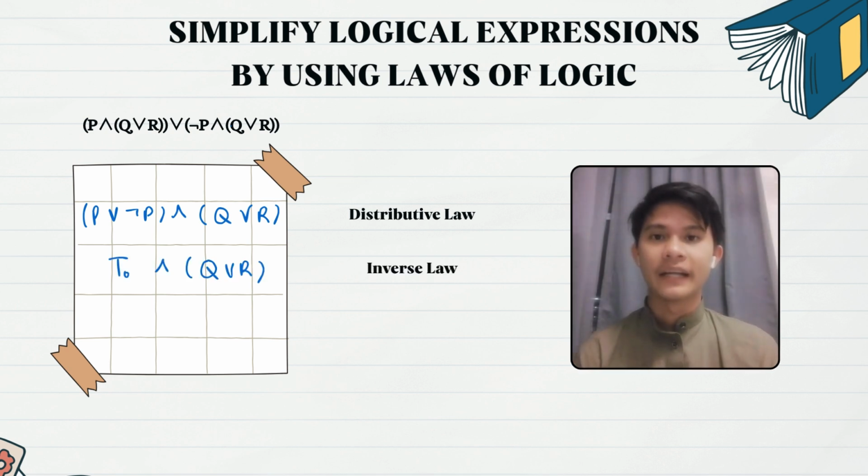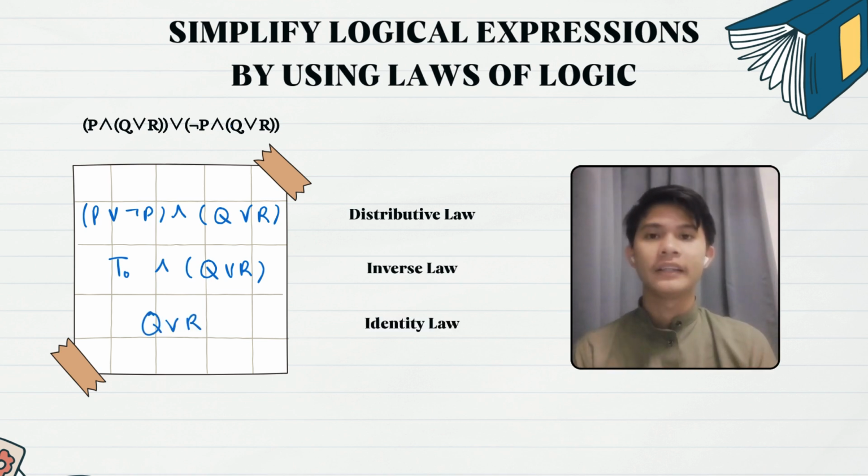Step 2. Apply the inverse law. Now, look at the expression P or not P. This is always true because P or not P covers all possibilities. So, P or not P is equal to T. T is a tautology, which is always true. This step uses the inverse law, also known as the law of the excluded middle. Now, the expression becomes T and (Q or R).